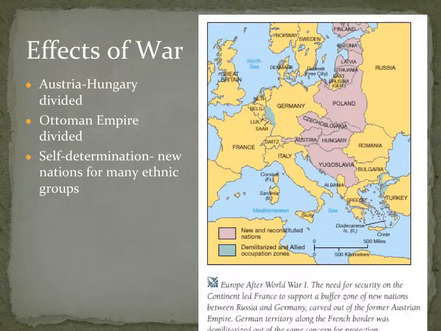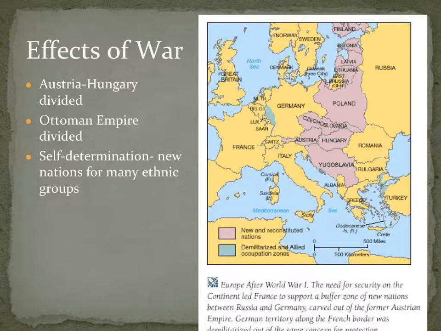So on this map, the new countries are in pink. The countries of the Ottoman Empire are not in pink, even though really they should be. Countries like Turkey were new countries after the war as the Ottoman Empire fell. And so self-determination led to a lot of new nations for some of these different ethnic groups. It says on your paper to put a star on the map for all the new countries that were created. So you can see they include Finland, Estonia, Latvia, Lithuania, Poland, Czechoslovakia, Austria, Hungary, Yugoslavia, and Turkey.